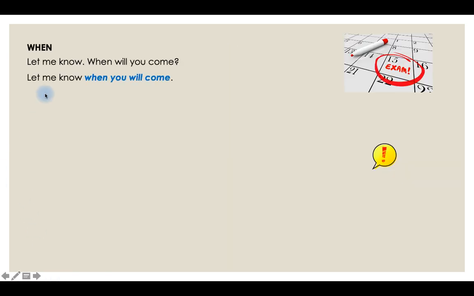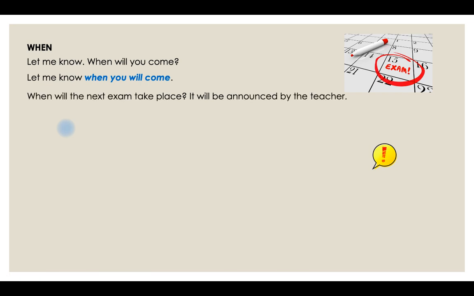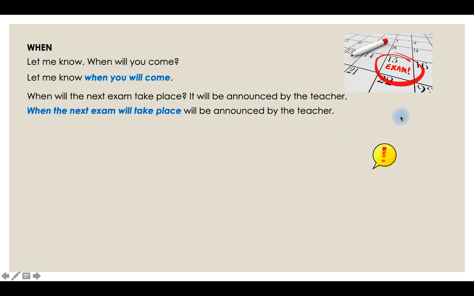Okay, some other question words. When? Let me know, when will you come? We have two sentences here, and we made one sentence out of two using a question word, and we made a sentence with a noun clause. Let me know when you will come. Ne zaman geleceğini bana söyle. Okay. When will the next exam take place? It will be announced by the teacher, two sentences. And the sentence with the noun clause: when the next exam will take place will be announced by the teacher.